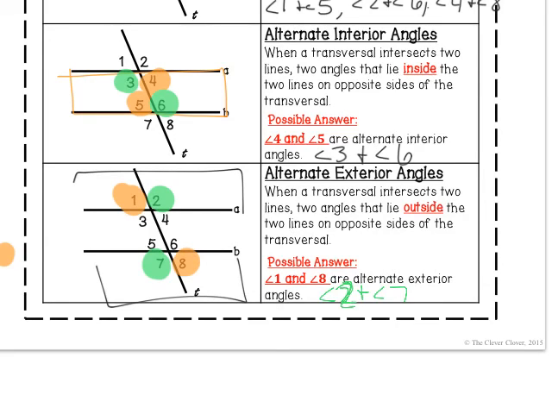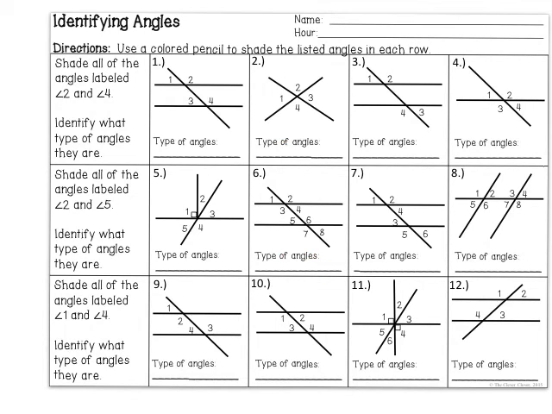Okay? All right, let's do some quick practice in identifying the types of angles. You can write this down. I'll go over it tomorrow. So first we're going to shade all the 2's and the 4's. Okay, and you want to identify what type these 2's and the 4's are here. So all of these orange 2's and 4's, look back at your notes. What type of angles are they?